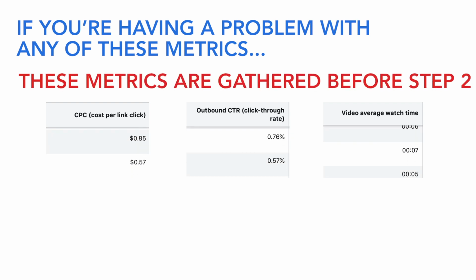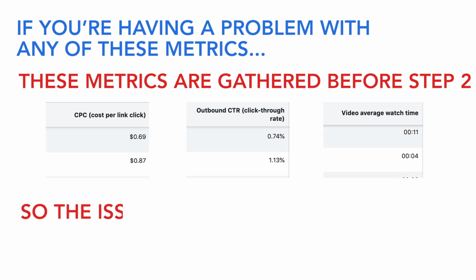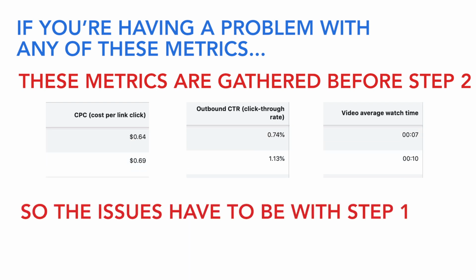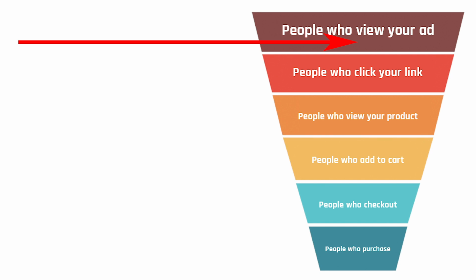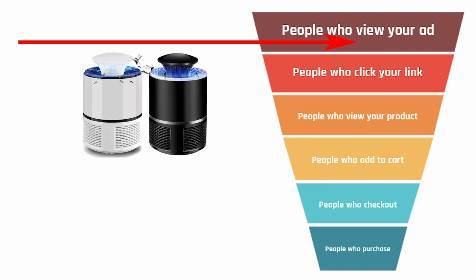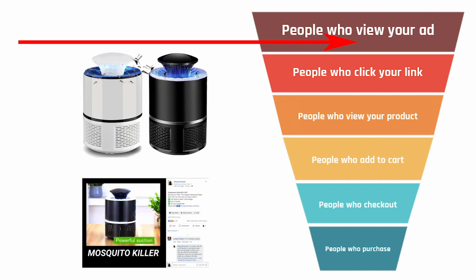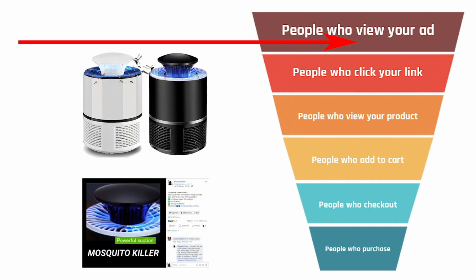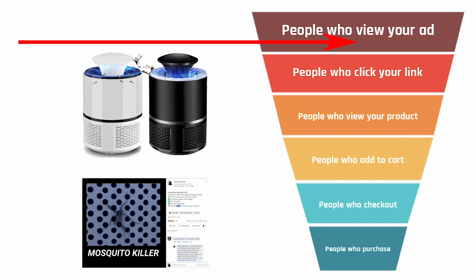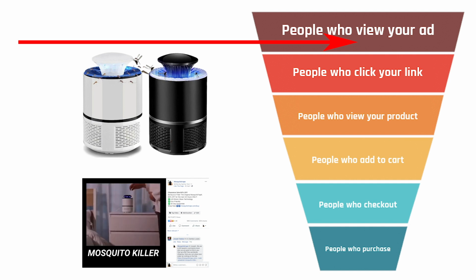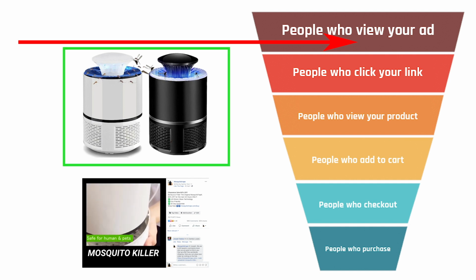Since these metrics are all gathered during the first step of the funnel and before the next step of the funnel, you know that if these metrics are underperforming, the issues have to do with the first step of your funnel. In this case, the first step of your funnel is composed of 2 big elements, your product and your advertisement. It also contains your page name and thumbnail, but I'm going to assume that those are good enough to not cause any issues. So now, if you have issues with any of these metrics, you can immediately pinpoint it to either your product or your creative.